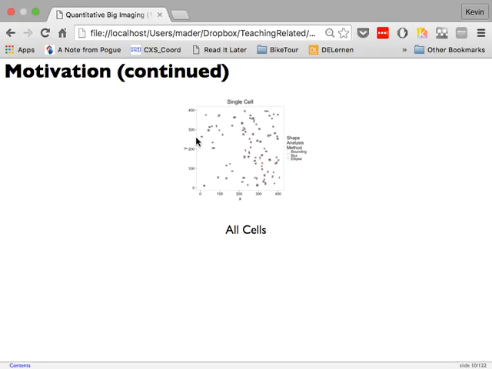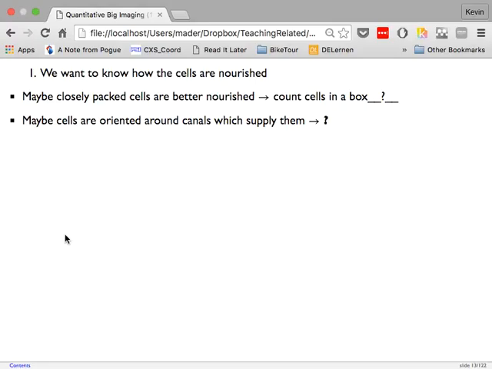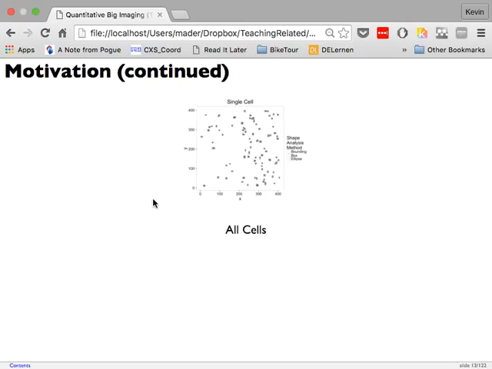And so if you can understand that the signal is propagating from here to here to here to here, you can start to do better experiments on the network and understand what's going on. If you want to know how the cells are nourished, which cells are well supplied with nutrients and which cells are not.